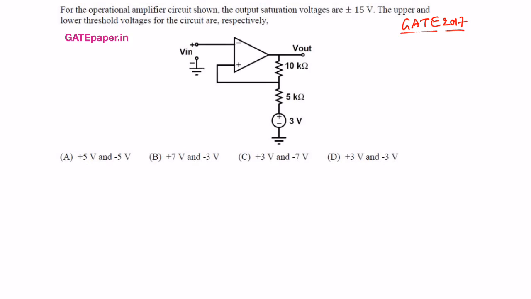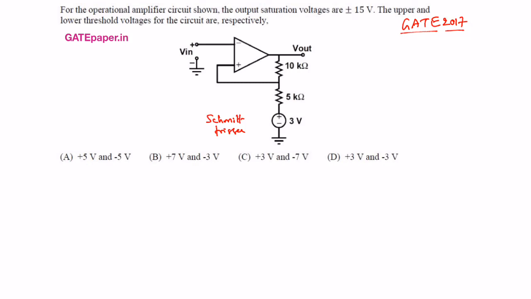In this question, look at the op-amp circuit. The given op-amp circuit is a Schmitt trigger. For this Schmitt trigger, you are going to calculate the upper and lower threshold voltages, that means UTP and LTP. Given that the reference voltages are plus 15, minus 15.